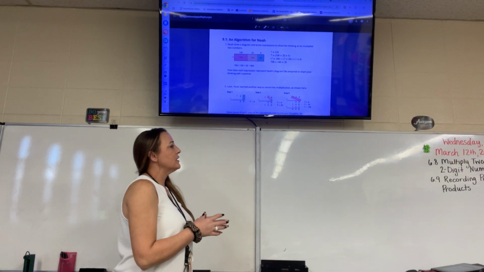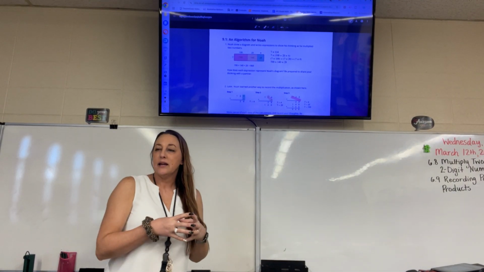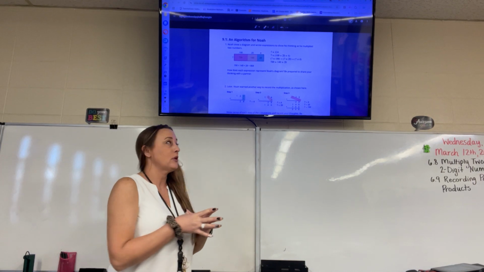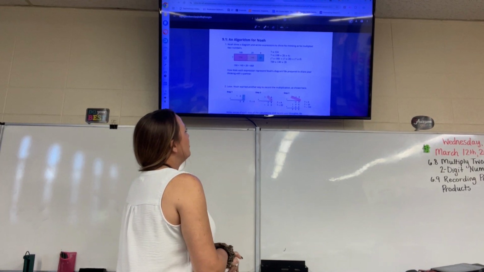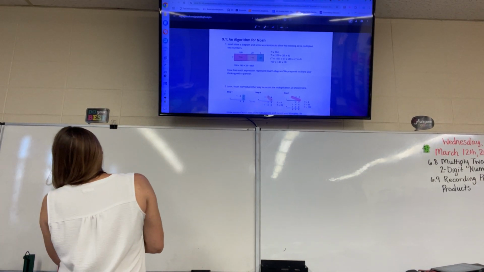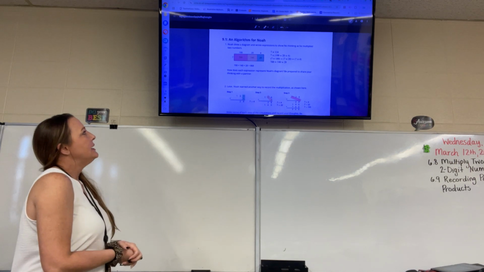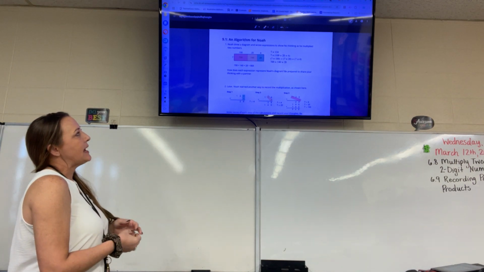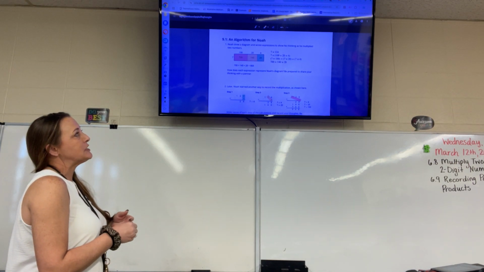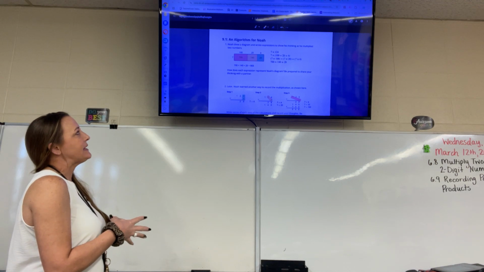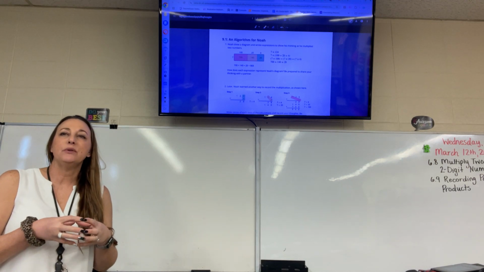So now we're going to do lesson 6.9, recording partial products. So we are on page 134. It says Noah drew a diagram and wrote expressions to show his thinking as he multiplied two numbers.